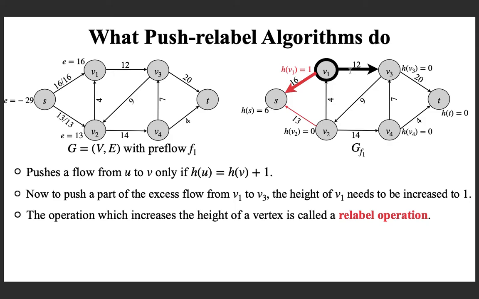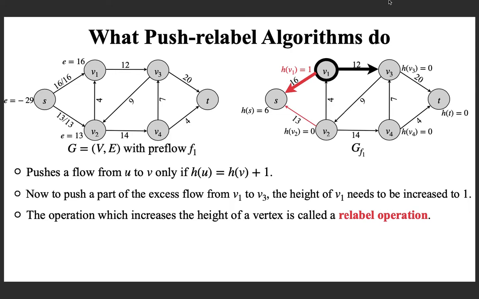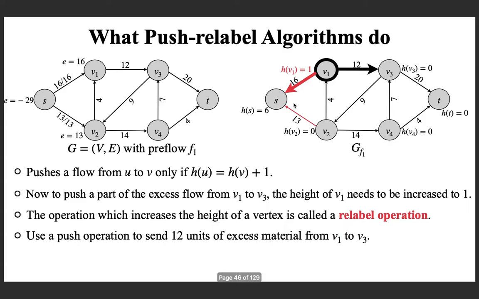Now you can send a flow from V1 to V3, and 12 is the capacity, so you can send a flow with value 12. So 12 units you can now send along this. That is what you are doing. Note that previously the preflow was F1, now you are getting F2, and the excess flow at V3 becomes 12. Here it was 16, reduced to 4, because you now pushed a flow value of 12 along this conduit.